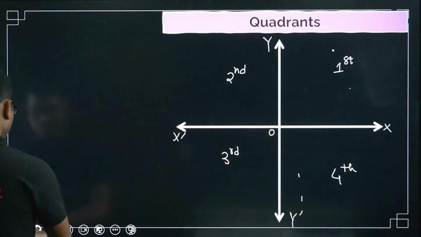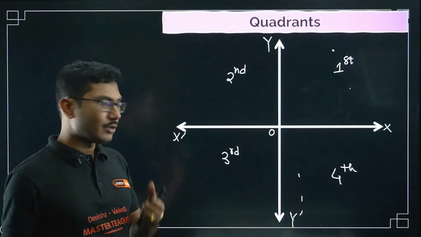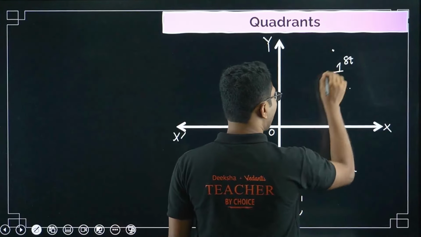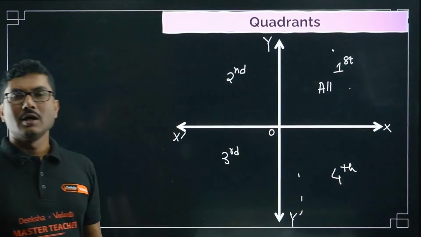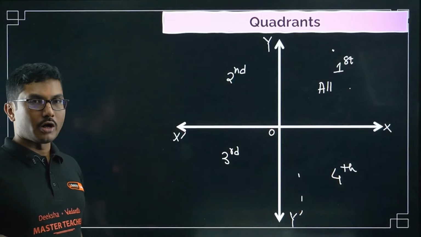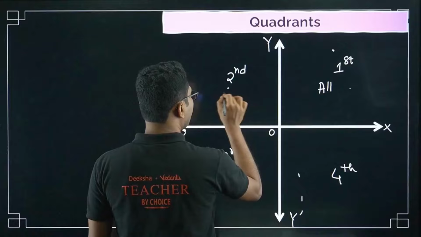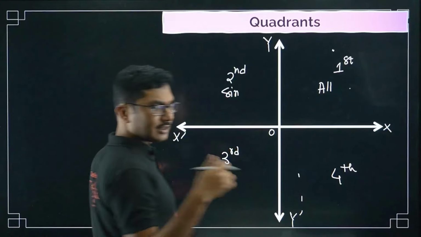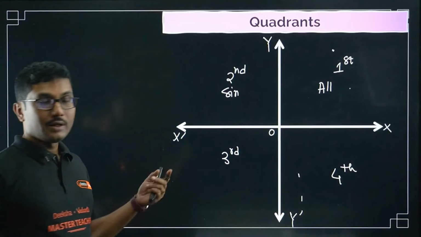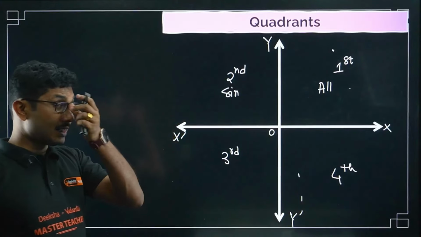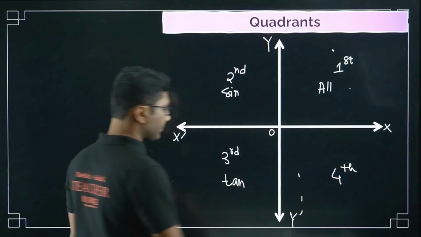Now the ratios of the angles are positive or negative based on where the point is. So if the point is in this quadrant, all the ratios are positive here. Sine, cos, tan, cosec, sec, cot, they are all positive. Now second quadrant, only sine is positive, sine and cosec. Obviously sine and cosec are twin brothers, that's why sine and cosec are positive. Third quadrant, only tan is positive.